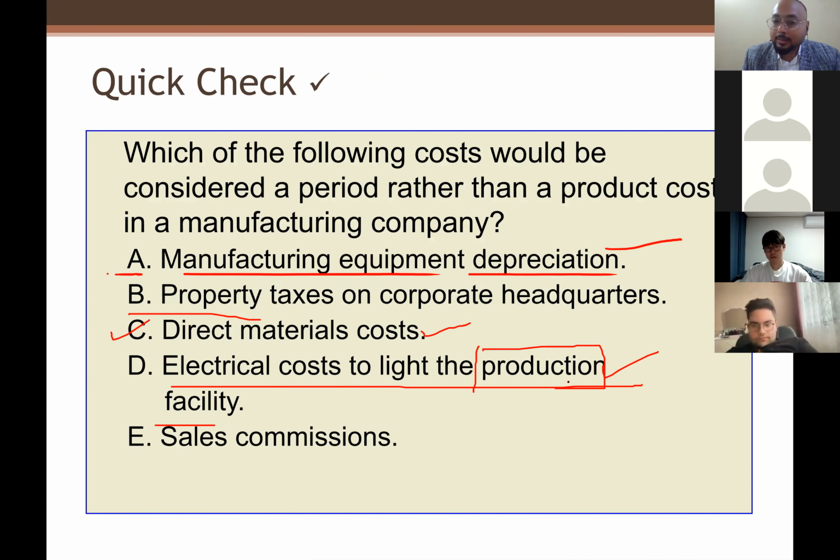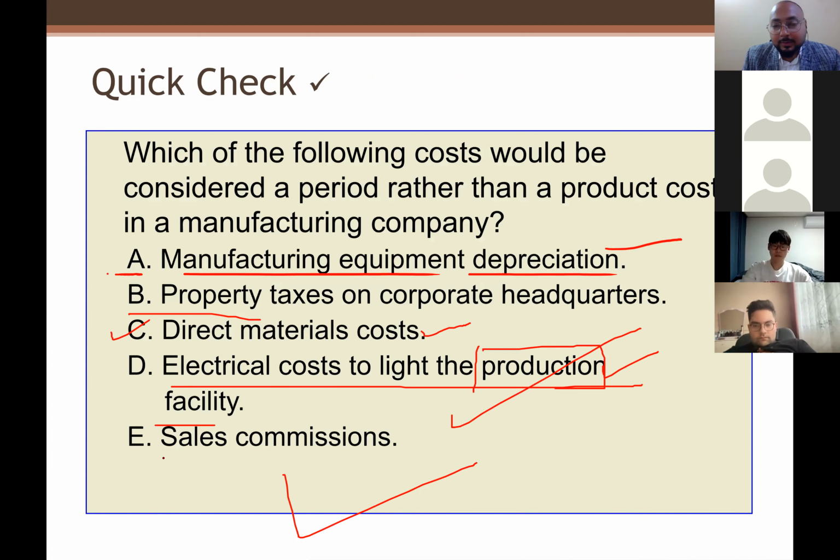Isn't it lighting the facility and not directly, like the lighting machine? Which facility? The production facility, not all the building. Production facility. Okay. That becomes manufacturing cost, manufacturing overhead, manufacturing cost, and that is a product cost.